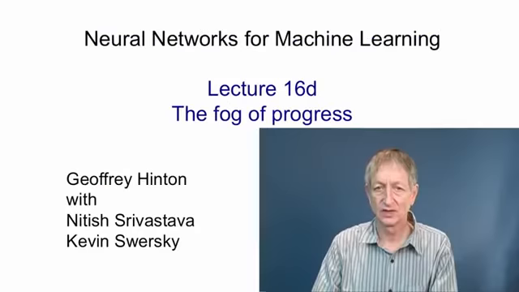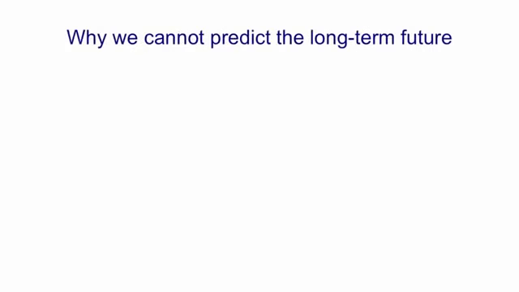In this final video, I was tempted to make some predictions about the future of research on neural networks. Instead, I'm going to explain to you why it would be extremely foolish to try and make any long-term predictions. I'm going to try and explain why we can't predict the long-term future by using an analogy.